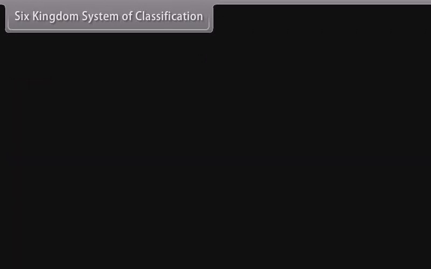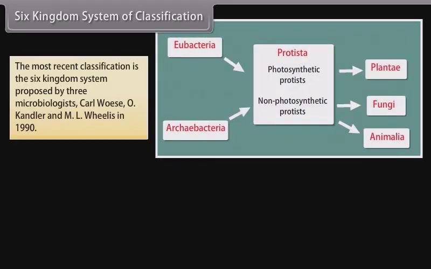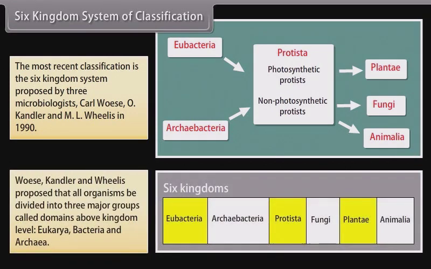Six-kingdom system of classification. The most recent classification is the six-kingdom system proposed by three microbiologists, Carl Woese, O. Candler, and Emil Wheelis in 1990. Woese, Candler, and Wheelis proposed that all organisms be divided into three major groups called domains above kingdom level: Eukarya, Bacteria, and Archaea.